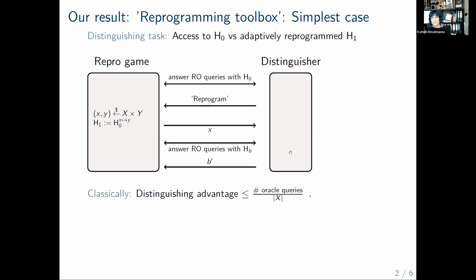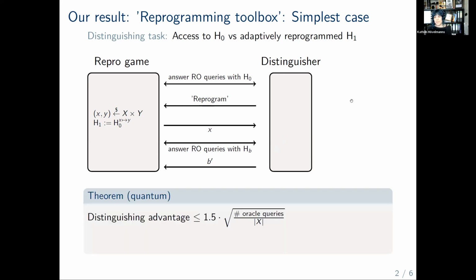So classically, it's pretty easy to see that the distinguishing advantage can be upper bounded in terms of the number of oracle queries and the size of X, because to have any distinguishing advantage whatsoever, the distinguisher would have had to query H0 on X in the first phase. And our findings are that quantumly there exists a similar bound. Still, we have this fraction of number of oracle queries and size of X, but we have to consider the square root and also multiply by a small factor. However, this bound is tight, as we have found a matching attack, which will be sketched in the YouTube talk.